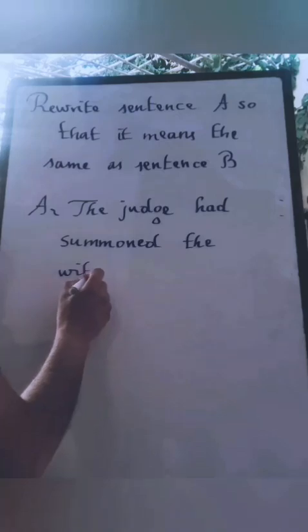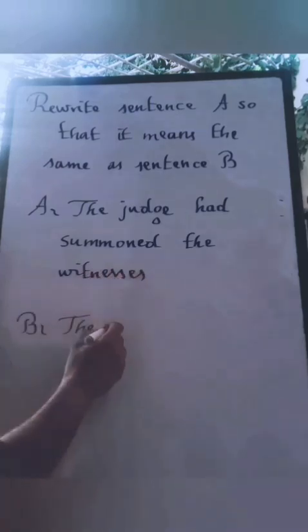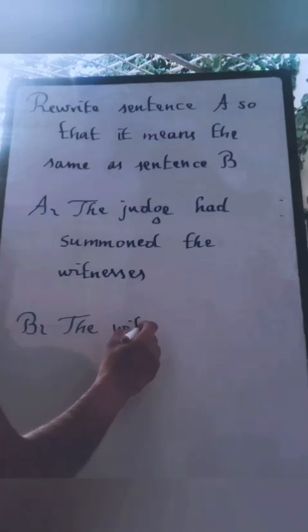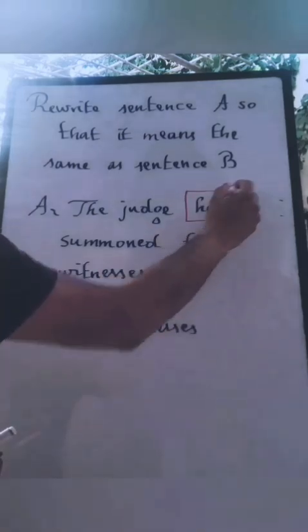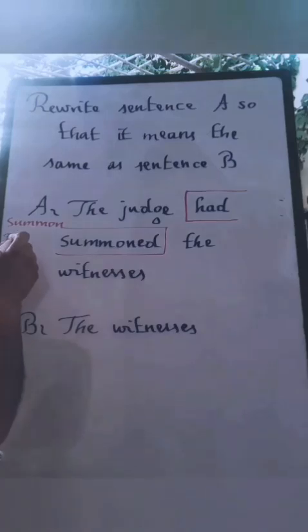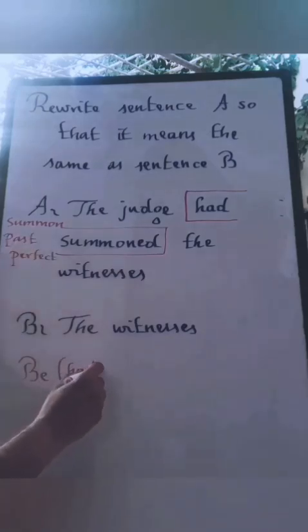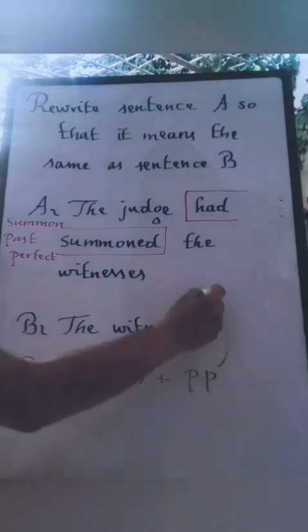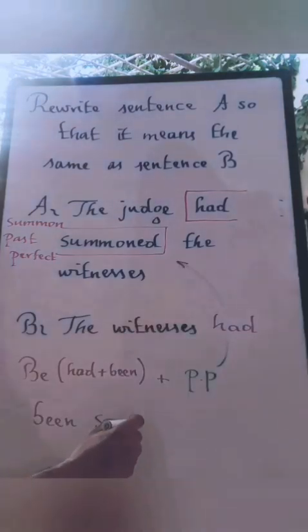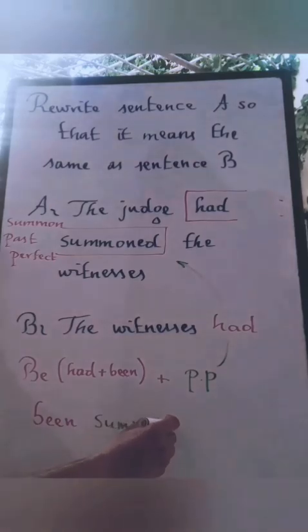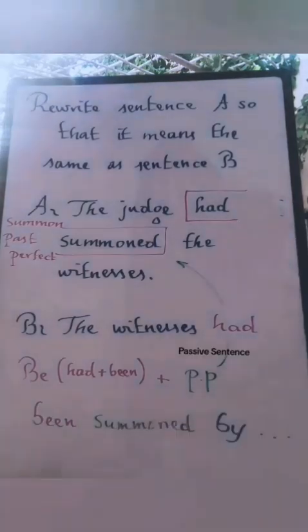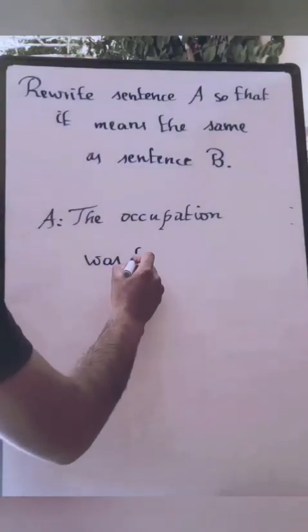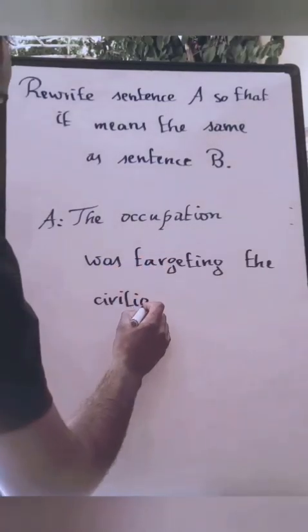The judge had summoned the witnesses. Sentence B begins with the witnesses. Had summoned here is our verb. It's the verb to summon in the past perfect tense. For the verb to be, it is had been with all personal pronouns, either singular or plural, plus the past participle of the verb to summon, which is summoned. The witnesses had been summoned by the judge.